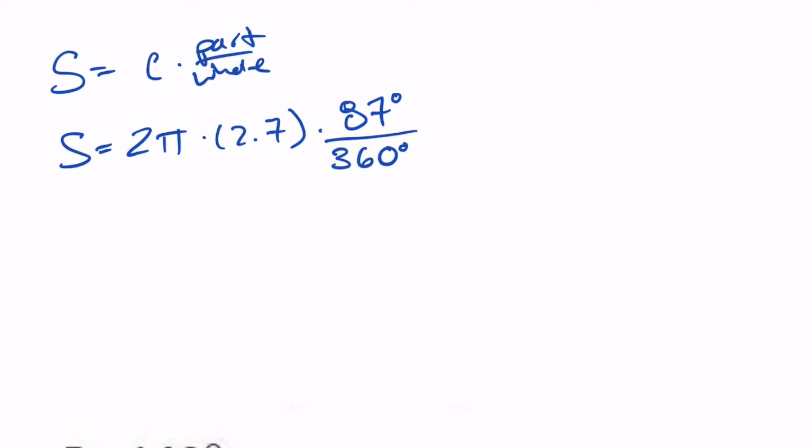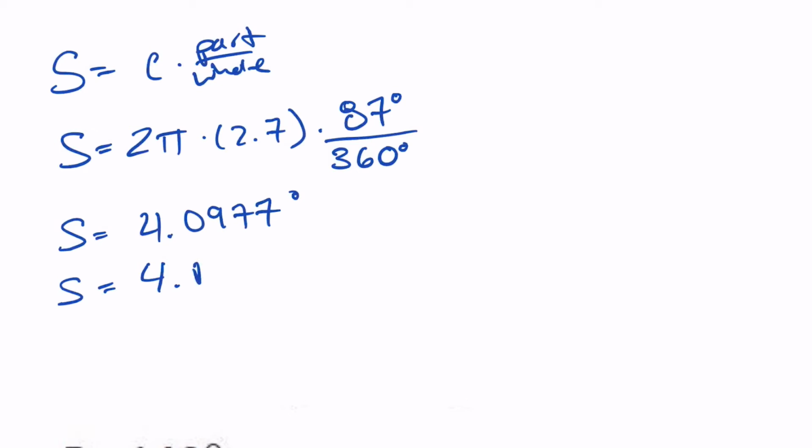Times 2.7 times 87 divided by 360. Okay, what do you got? I have 4.09977. What should we round to? I think the direction said tenth, right? Yeah, probably.